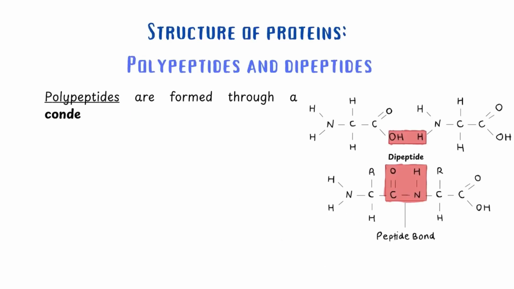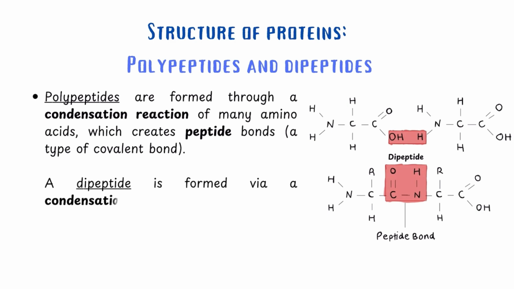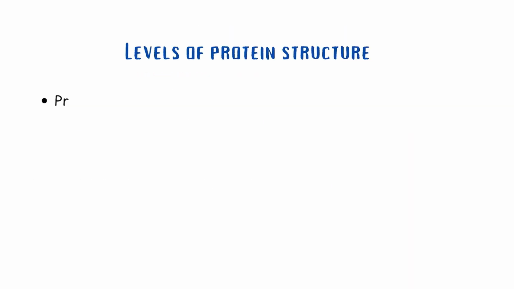Polypeptides are formed through a condensation reaction of many amino acids, which creates peptide bonds, a type of covalent bond. A dipeptide is formed via a condensation reaction between two amino acids, also creating a peptide bond.